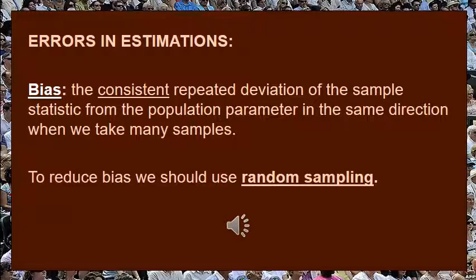So we have seen two kinds of errors that happen when we do estimations of the parameter. The first type of error, we saw it last week, is called bias. It's the consistent deviation of the sample statistic from the parameter. In other words, it is the systematic overestimation or the systematic underestimation of the parameter. And to try to avoid bias, we use random sampling.